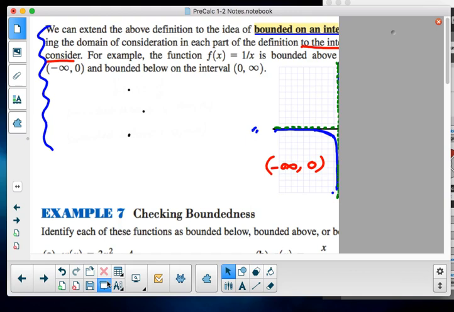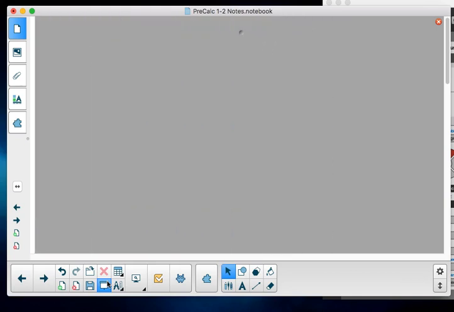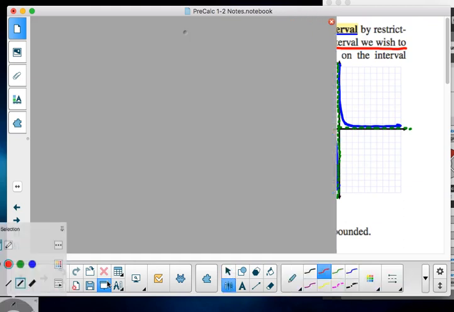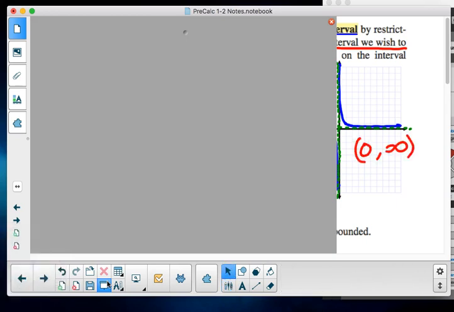On this interval. But if I look at it from the other side, the interval from 0 to infinity, the very same function is bounded below. Does that make sense? When I decide to define my domain, I can talk about the different ways a particular function is bounded or unbounded. Does that help? Yes or no? I have stairs. It's always scary with stairs.